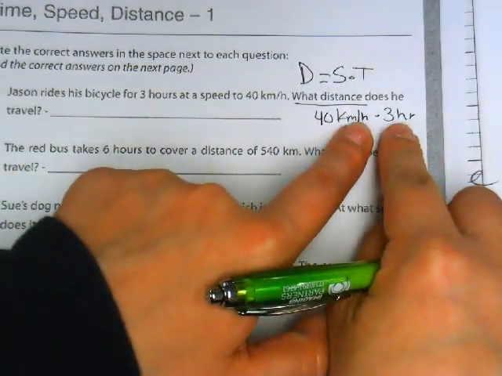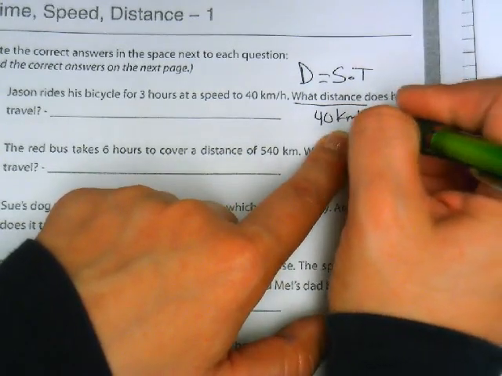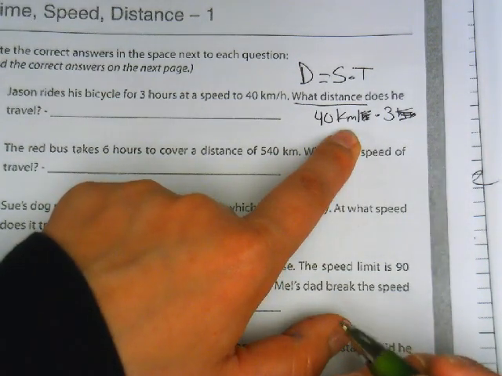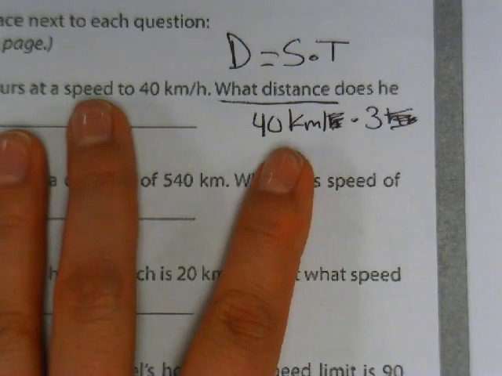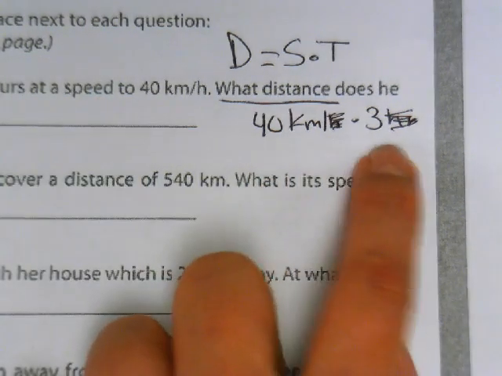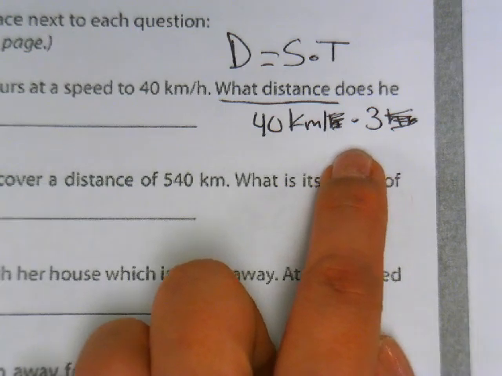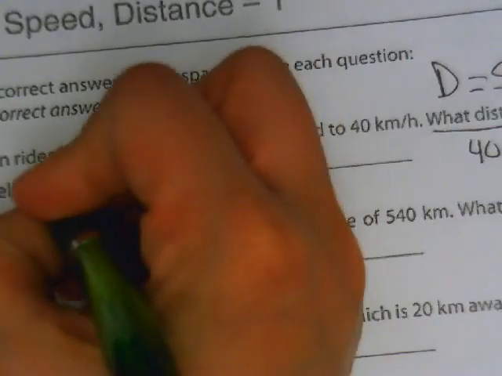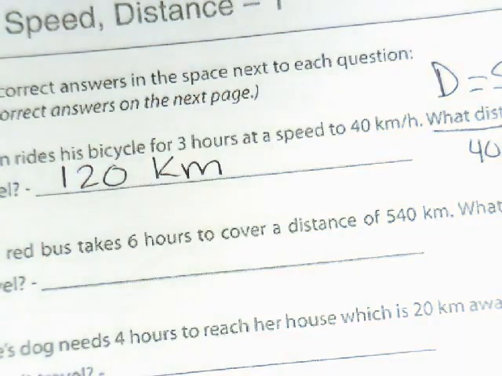What words repeat? The hours, right? So I cross that out. What's left over? KM. So what are my units? Kilometers. So it's not just about multiplying 40 times 3. The most important part on these is getting the right units. So whatever words repeat, you cross them out. Hours repeated, so we cross out hours. So what's 40 times 3? 120. So our final answer is 120 kilometers.